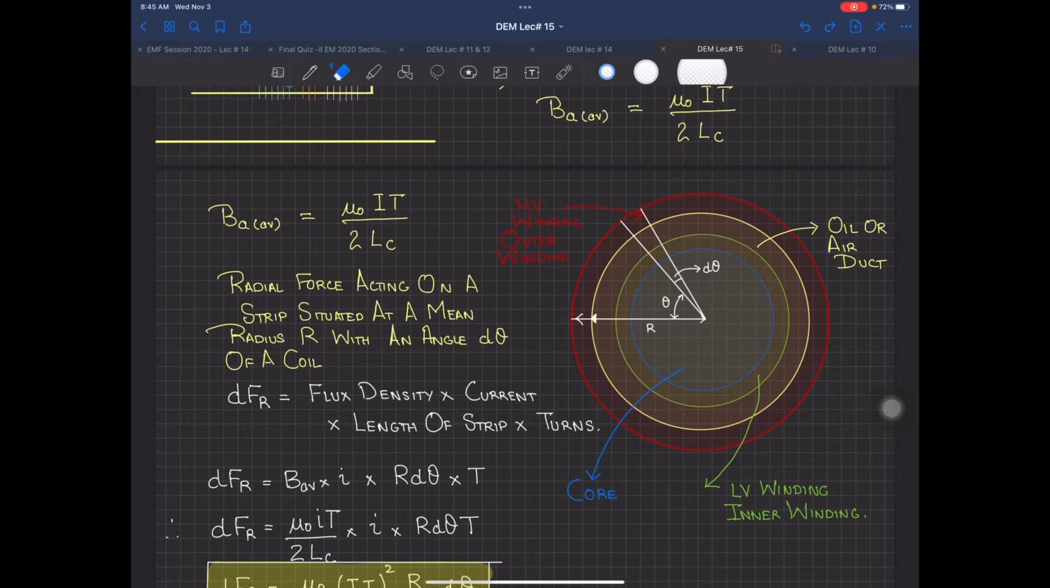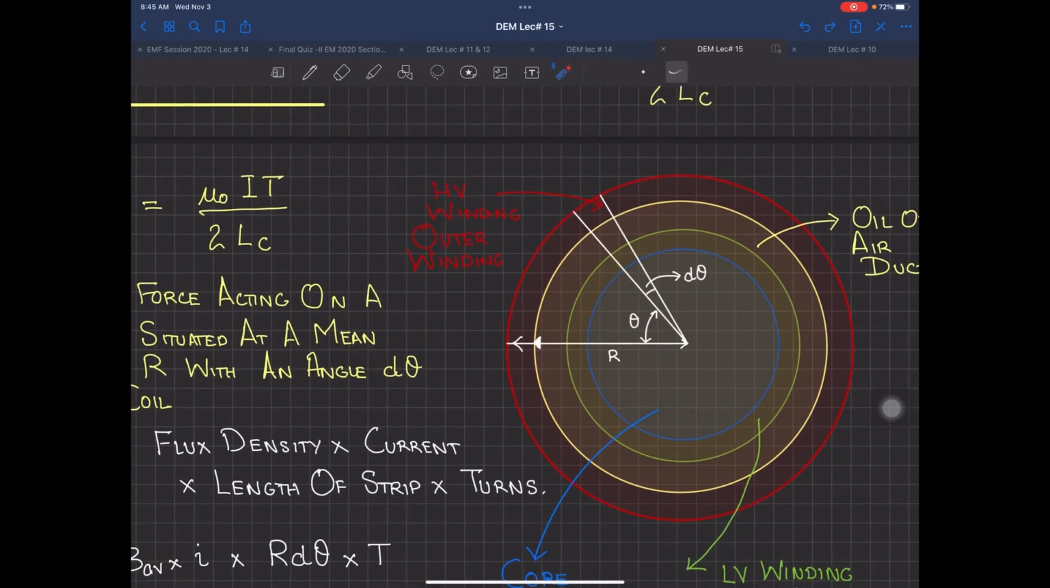Now, just like you did in your percentage X proof, we take a very small strip over there. Since the forces are radial, I have taken over here a very small differential element d of theta, at an angle of theta. Now I am talking about the outer winding. I am more interested in the outer winding.